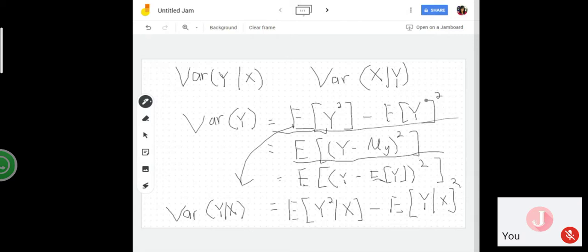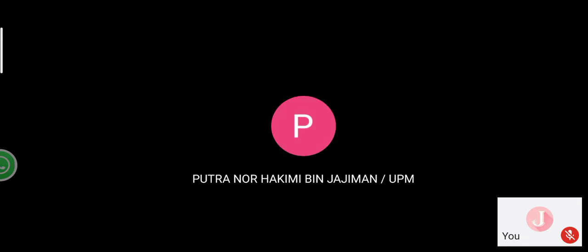Ini pun kamu tambah given x. Okay? Or if you are using this formula, kalau kamu guna formula kedua, ini akan jadi expected value of y minus mu y square given x. Sebab tu saya nak kamu tahu formula ni pun. Okay? Okay, saya pergi ke nota ya. Semua faham ya? Faham. Don't worry so much ya.